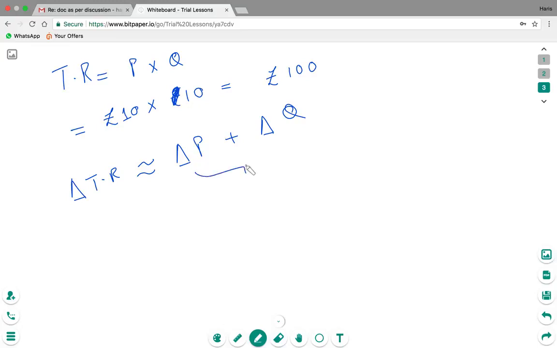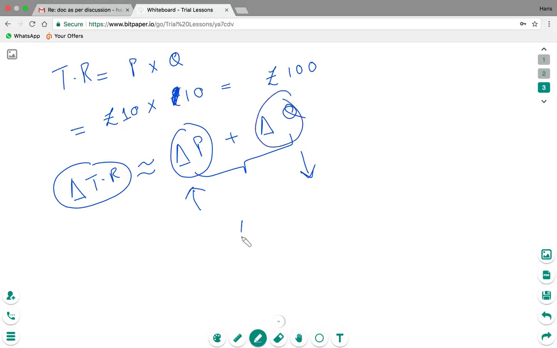Now, because both of these things move in opposite directions, a price rise will actually result in a fall in quantity demand because they have an inverse relationship. When the price rises for a product, people usually demand less of it. So for us to find the net effect on total revenue, we have to find how much the rise in price is outweighed by the fall in quantity. If the fall in quantity is more than the rise in price, then the percentage change in total revenue will actually be a fall.